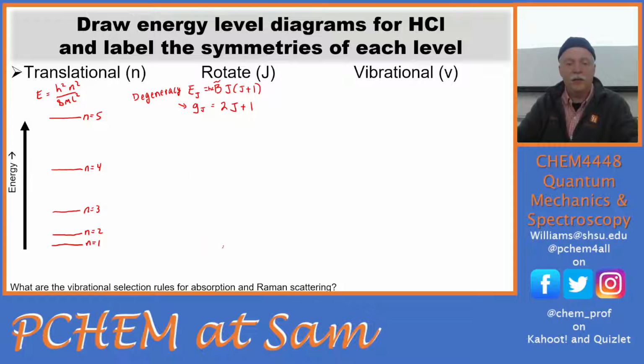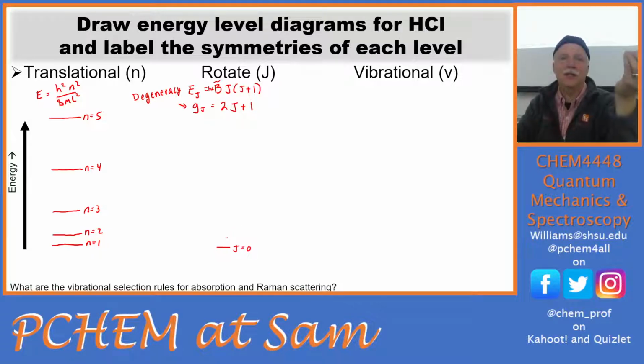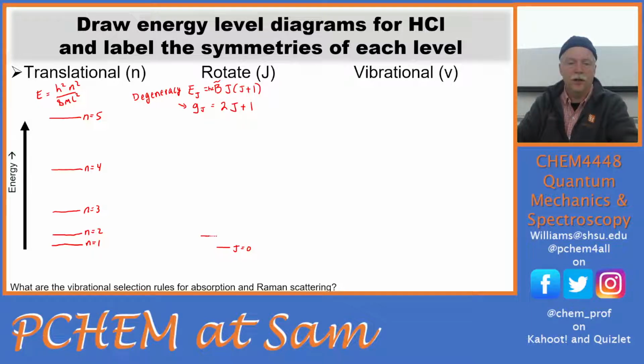And we have J equals 0. So down here, for J equals 0, what's the degeneracy? If J is equal to 0, 2 times 0 plus 1 is just 1. So we just have one energy level there. Now for the next one, J equals 1. 2 times 1 is 2, plus 1 is 3. So for J equals 1, we have 3 energy levels.